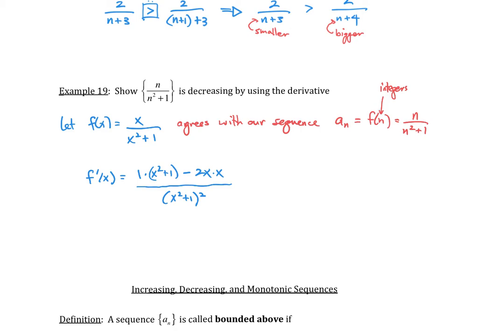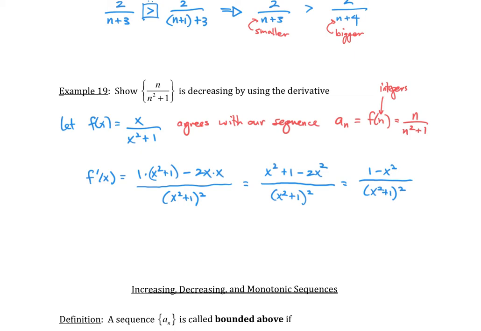So let me simplify this a little bit. This is going to be x squared plus 1 minus 2x squared, all divided by x squared plus 1 quantity squared. And this guy is equal to 1 minus x squared divided by x squared plus 1 squared.